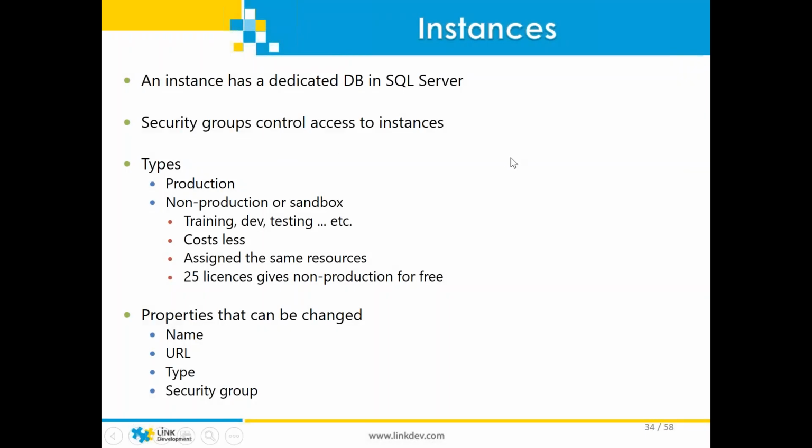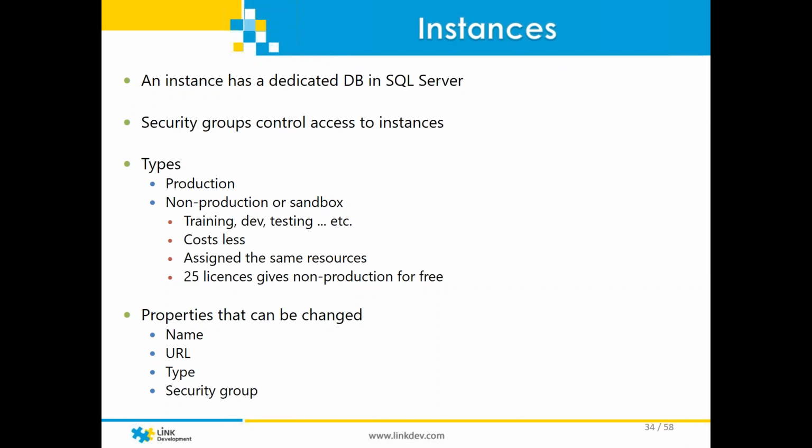Security groups can be assigned to an instance, which controls the access to this instance from users. So you can give a user a license, and he'll access all instances, and then use security groups from the portal, the Office portal, not in the CRM itself, to control his access to a certain instance. Of course, an instance is a dedicated database.